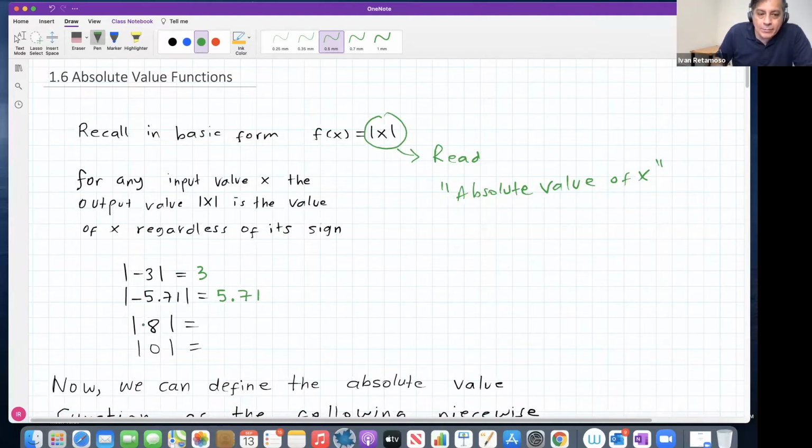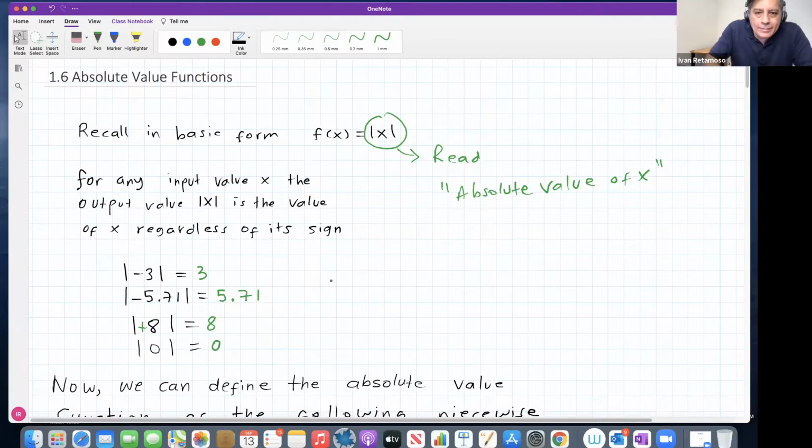Absolute value of 8. There is no sign, Professor. Well, if there is no sign, it's understood that there is a positive sign there. Drop it, 8, right? Absolute value of 0. 0 doesn't have a sign. It's neither positive nor negative. So by agreement, mathematicians just say absolute value of 0 is 0. Notice, guys, that the absolute value operator basically makes the number positive, or just outputs the value without a sign.